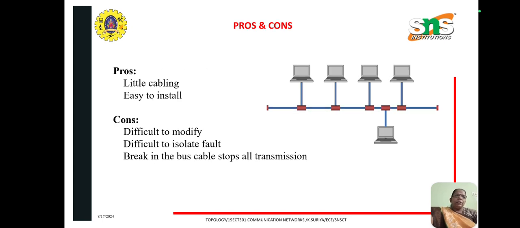The advantages of bus topology are little cabling and it's easy to install, and the disadvantages, it is difficult to modify and fault identification is very difficult here when compared to mesh and star topology. Once the bus cable is broken down, then the entire transmission stops here.